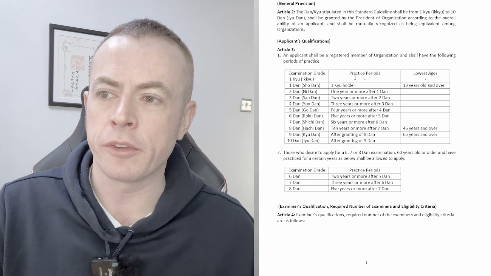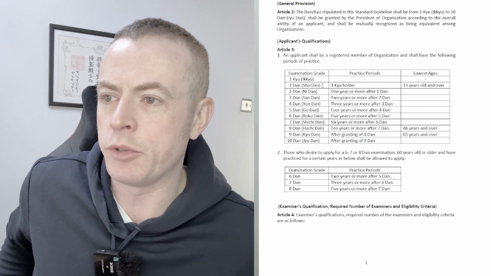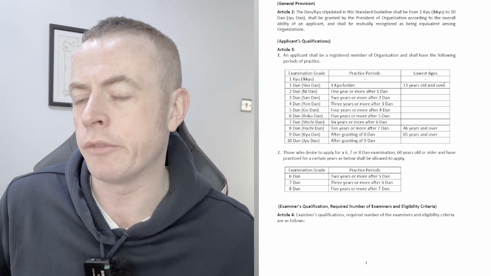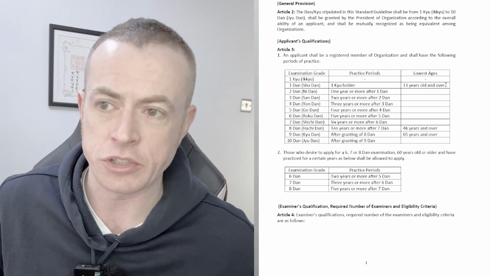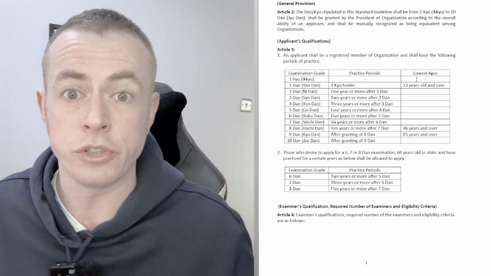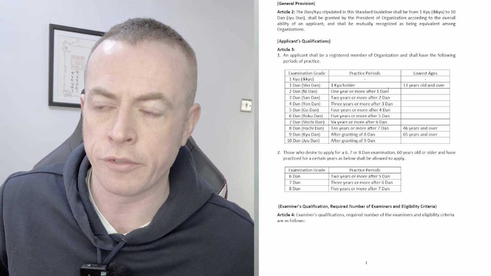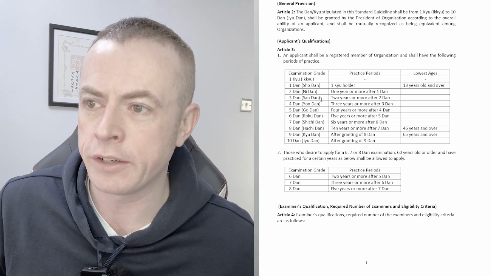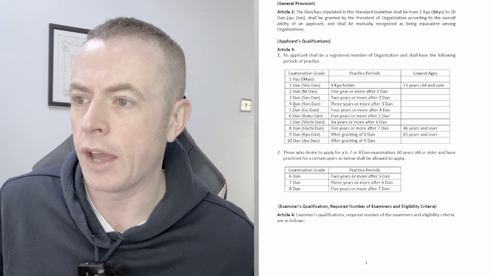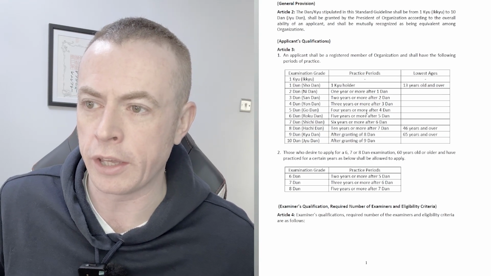IQ has no requirements for practice periods or a lowest age, but for Shodan, you should be over the age of 13. This is generally the standard in Japan because it is generally the age kids start to go to junior high school. Nidan, 1 or more years after first dan. Third dan or sandan should be 2 or more years after Nidan or second dan.